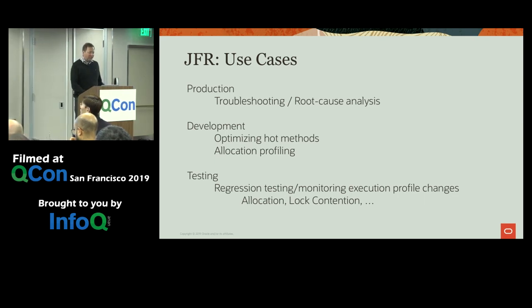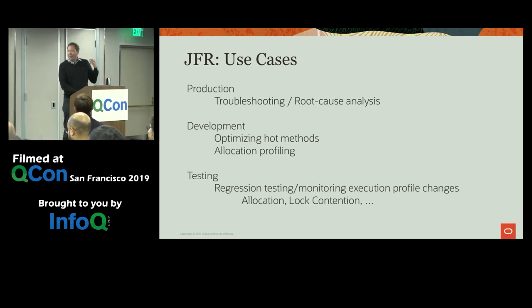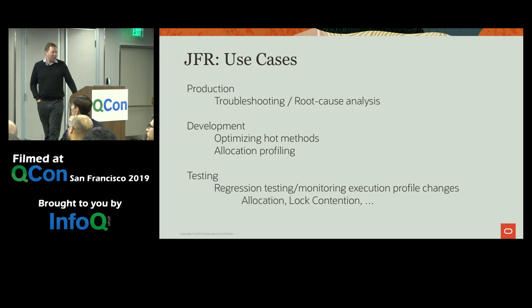This is true for things like allocation or lock profiling. If the profile suddenly changes, right? You make a change and all of a sudden you have lock contention and everything grinds to a halt. Or maybe not a halt, it just goes more slowly. Maybe it's 10% more slowly, so that it's very hard to see, right? JFR can potentially help you figure things like that out.